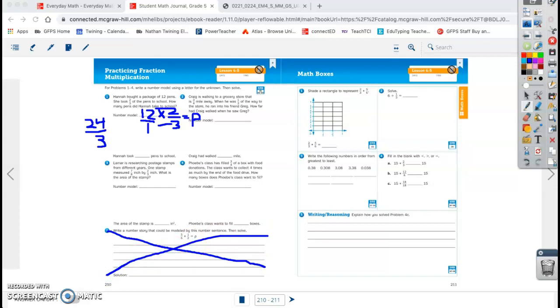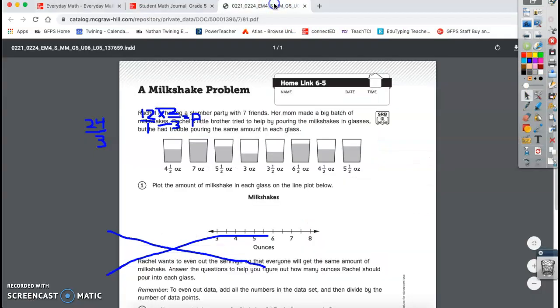number 5. All right, now math boxes are just review of some of the things that we've done, so we should be able to do those just fine. Let me know if you have any questions on these and I can help you out. The last thing we'll have to take a look at is our home link for today.